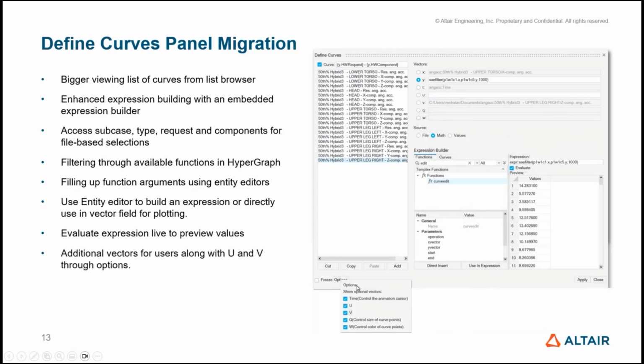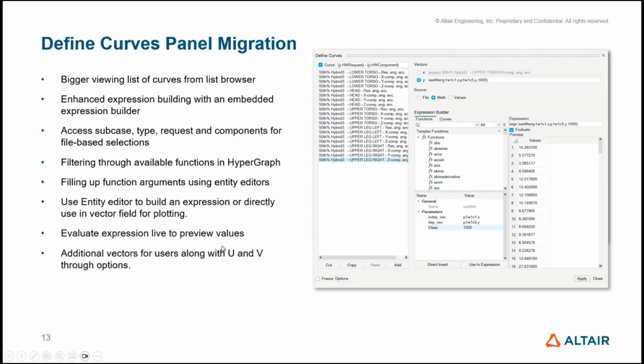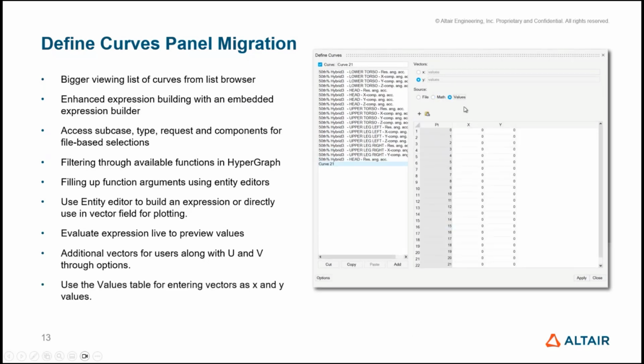Then there is an option to also expose U, V, or even time and Q and W vectors. They have their own goals or purposes, and we understand they are not always required, but whoever needs it, it will always be available on the options panel whenever you are in the math mode. And then finally, if there are users who are directly trying to import values to build a curve inside HyperGraph, there is always a way to just look at a table and import the values. So there is a plus button here. You can directly import a CSV and get there.